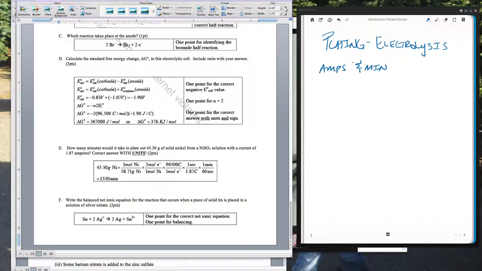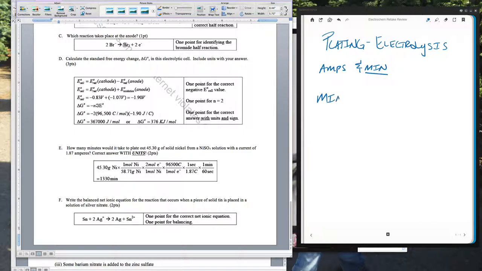Okay. So when you do this, you really want to start off with your amps. Or you could, you know what, it doesn't really matter. You can start off with the minutes, you can start off with the amps. Let's start off with minutes. Maybe that's the easiest one. Because that last question ended with minutes, that way you can look at it going backwards.